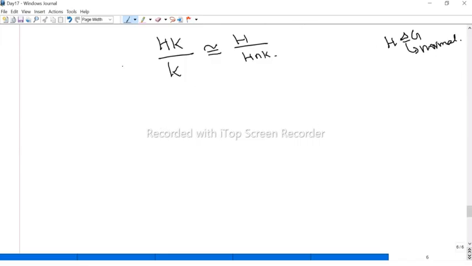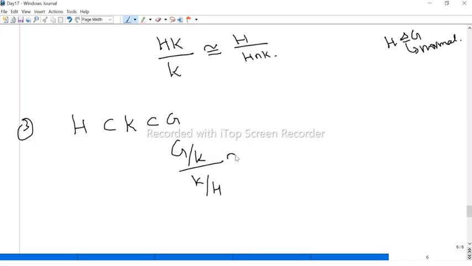The third fundamental theorem says, suppose we have H, a subgroup of another subgroup K, and K is a subgroup of G. G is a group, H is a normal subgroup of K, K is a normal subgroup of G, then G by H, quotient by K by H, is isomorphic to, K cancels, G by K. Because K is a normal subgroup of G, maybe I can write here.